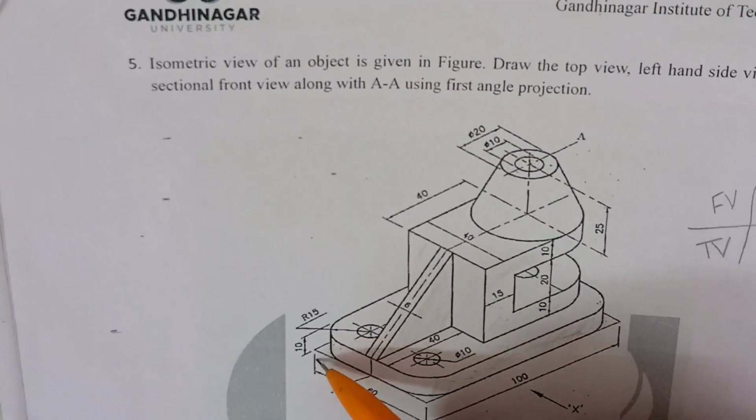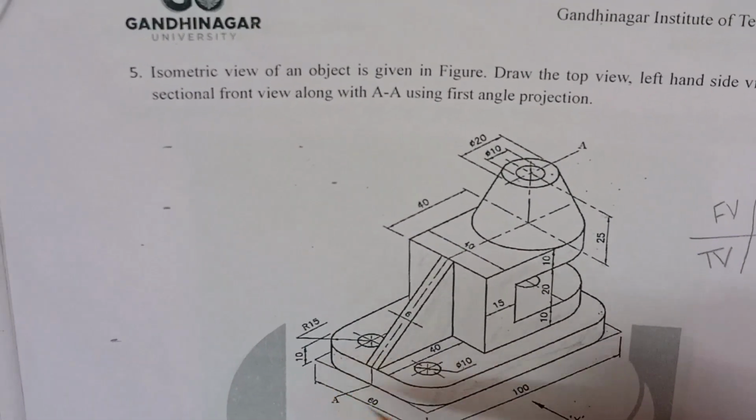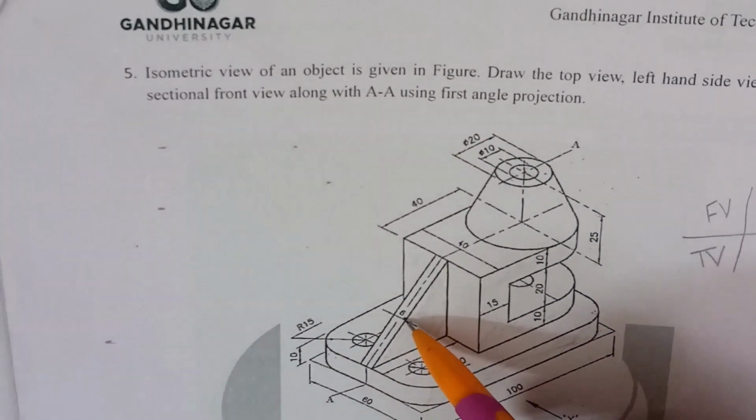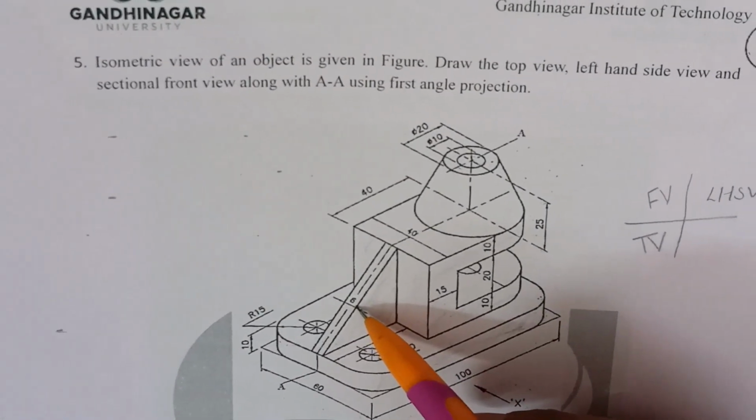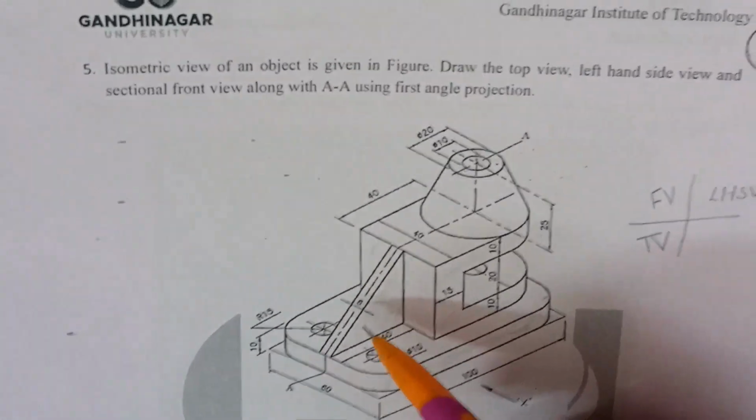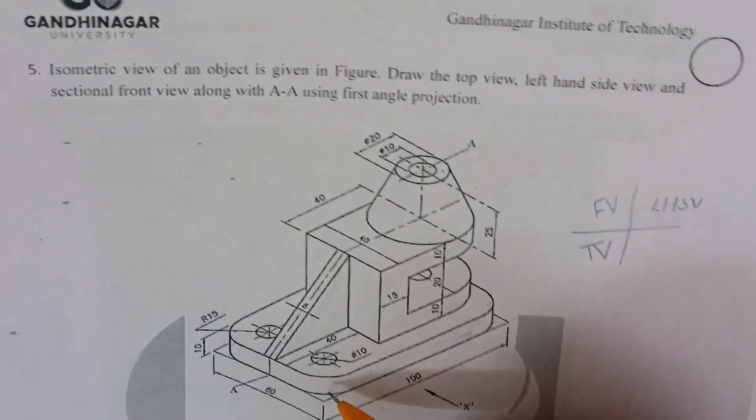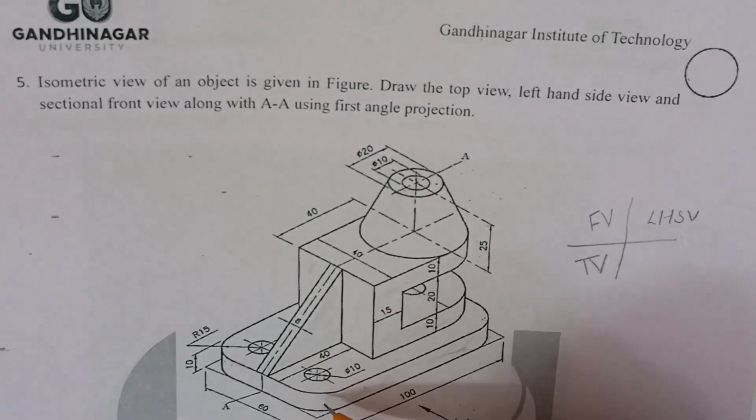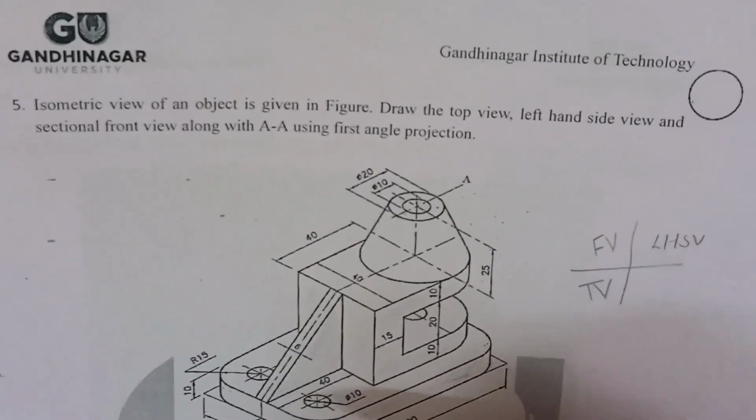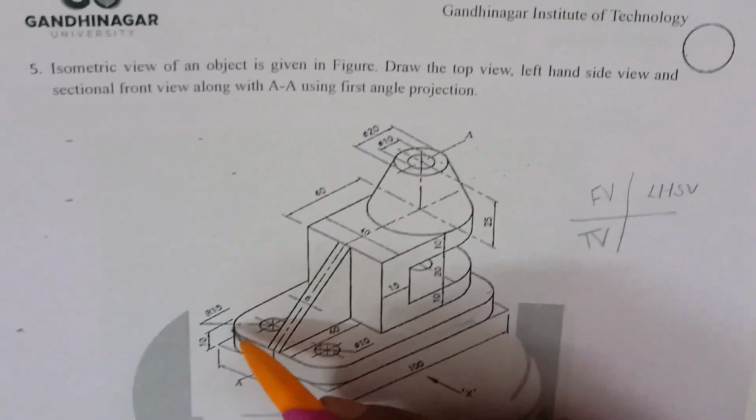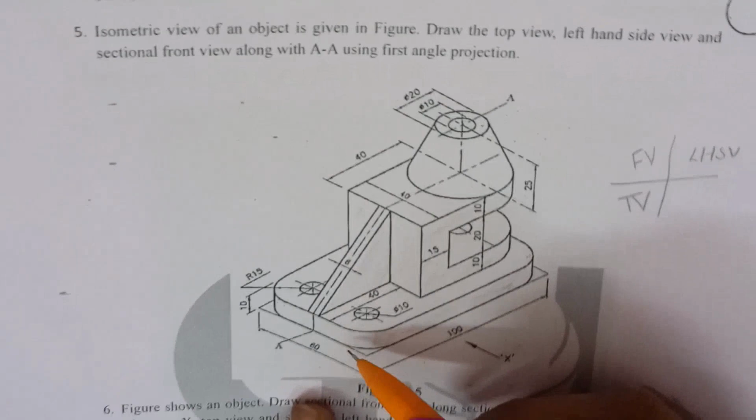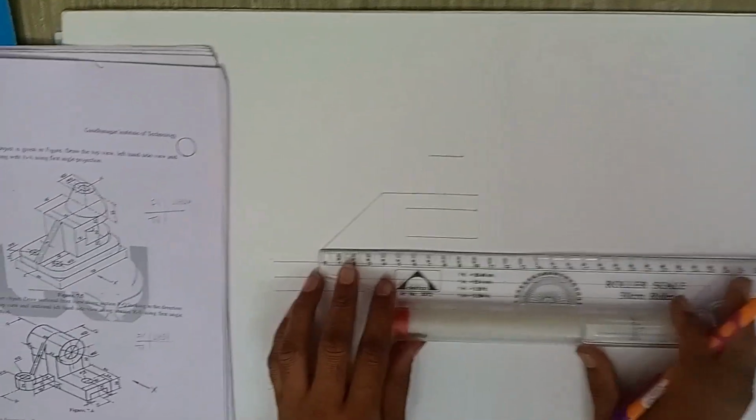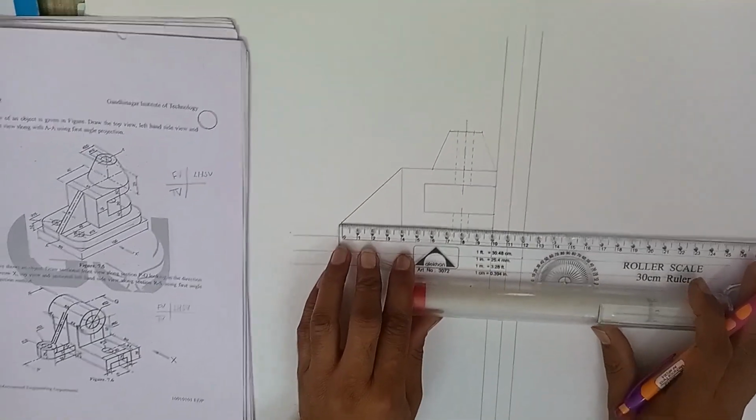Okay, total width is 60. This is 6 mm. So you can mark here 60 minus 6, 54. Okay, that 54 mm will be divided over here, 27, 27. So you can mark here a 15 mm gap from this side.